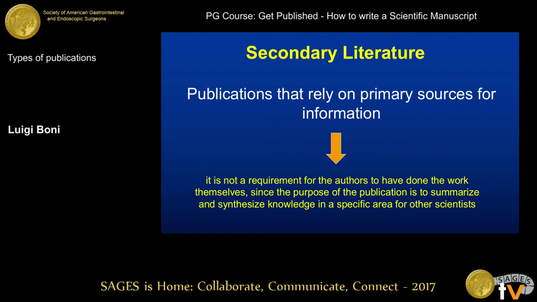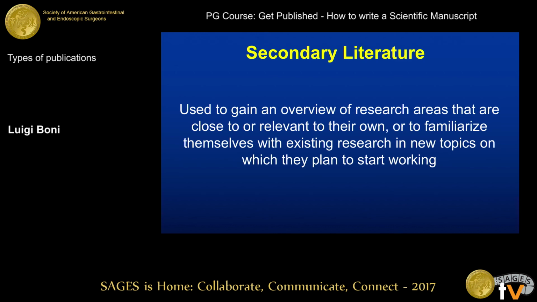Secondary literature consists of publications that do not come from you. They come from somebody else, okay? So it's not necessary that the author of the paper is the author of the publication of the data. It is actually used to summarize the data and to synthesize the knowledge that you have on the specific topic. And usually they're good anyway because they give you an overview of maybe what you want to research or study, or to familiarize yourself with some information or a topic that you want to get informed about.